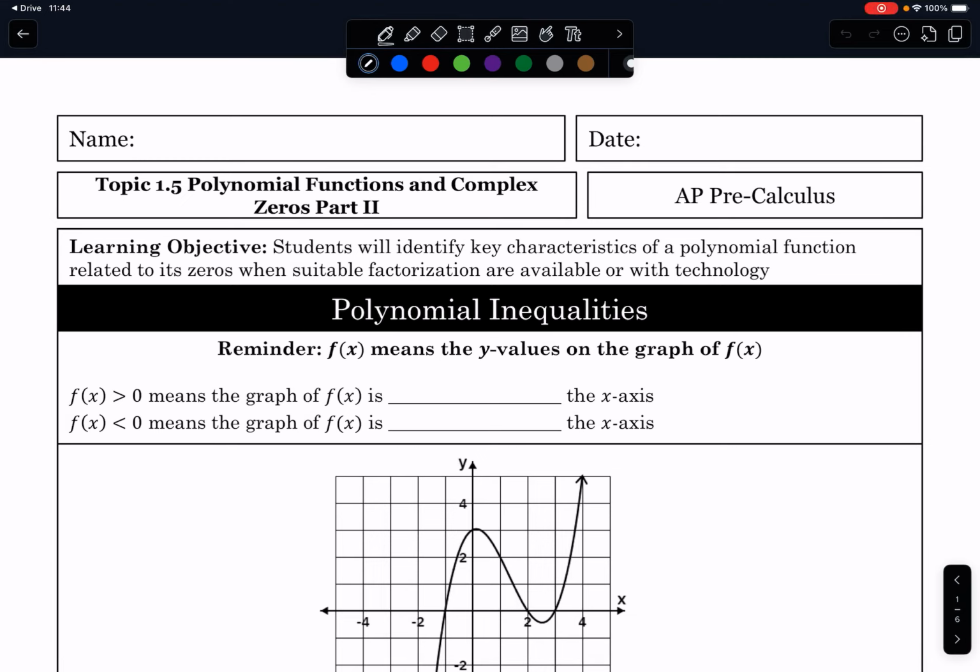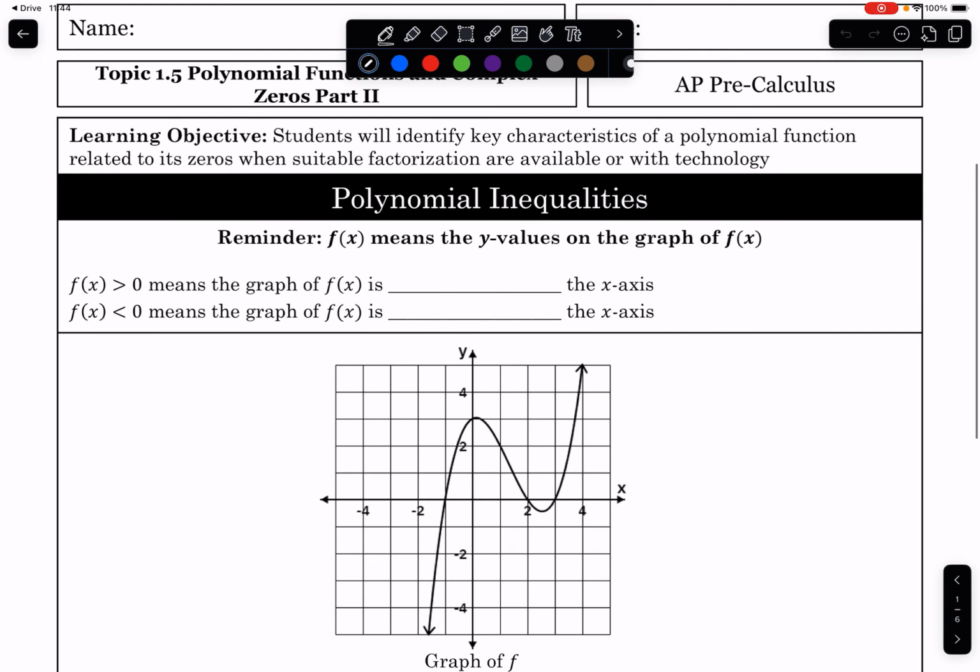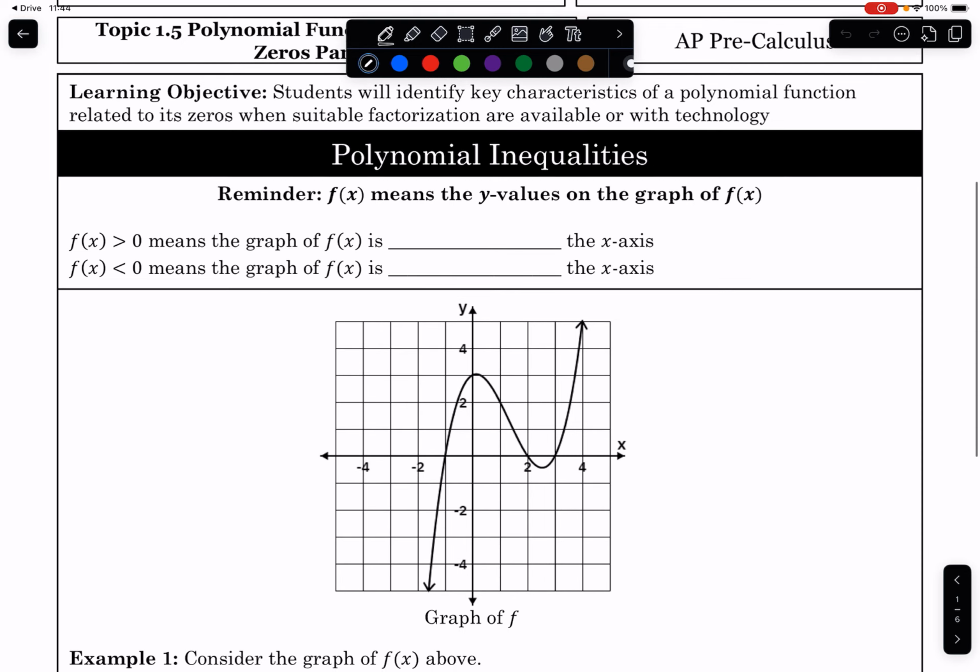In the second part of topic 1.5, polynomial functions and complex numbers, we're going to identify key characteristics of a polynomial function related to zeros when suitable factorization is available, or we'll use technology. In today's lesson, we're going to focus specifically on solving polynomial inequalities.